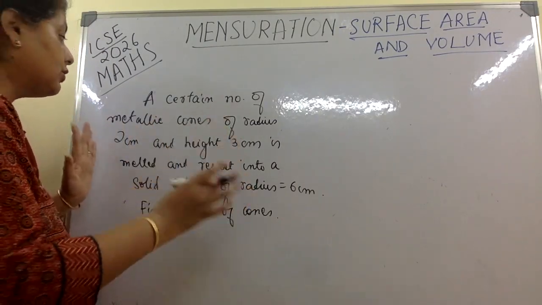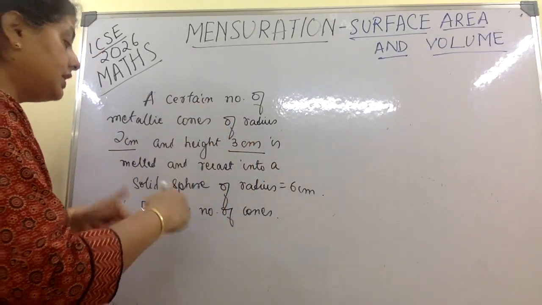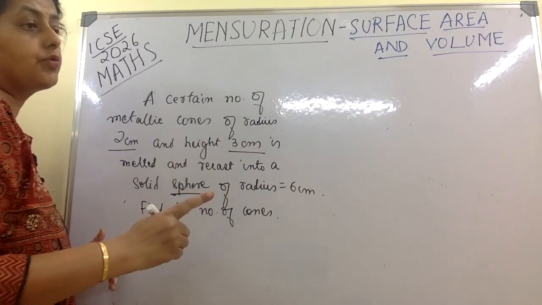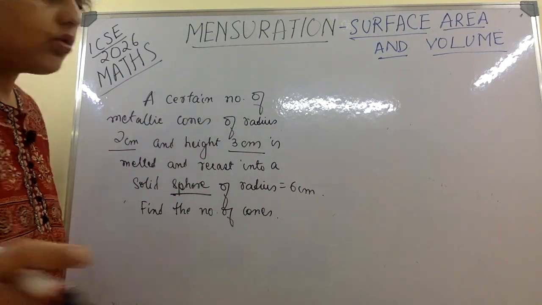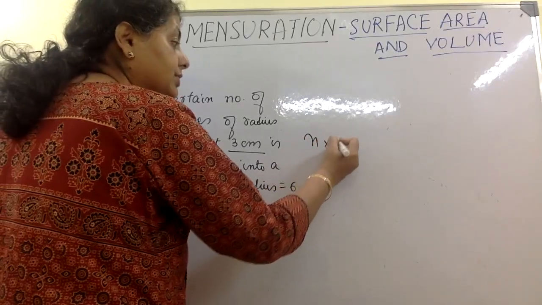A certain number of metallic cones, so there are many metallic cones, and the radius is 2 and the height is 3. Those are melted and recast into a solid sphere of radius 6. Find the number of cones. So how many cones are there? Now how to go about this sum? Let the number of cones be n.